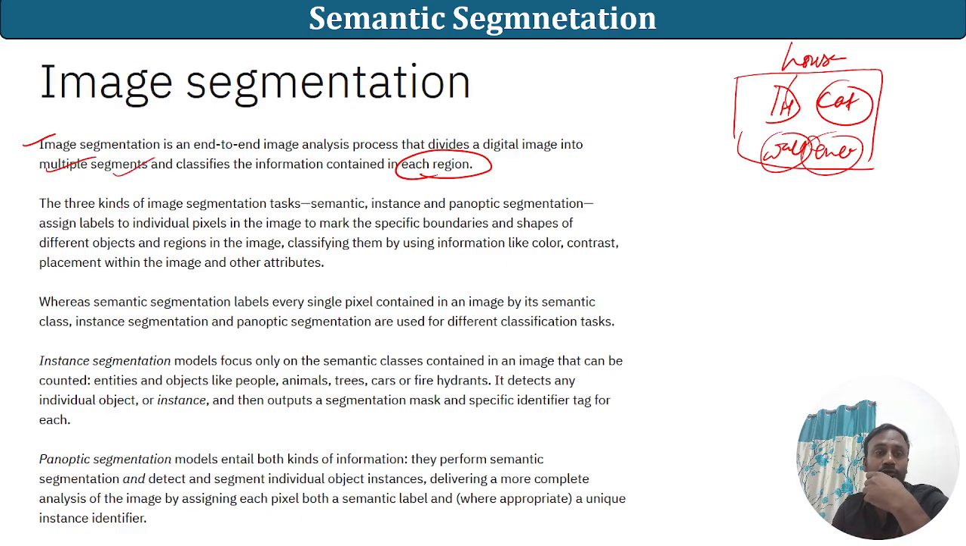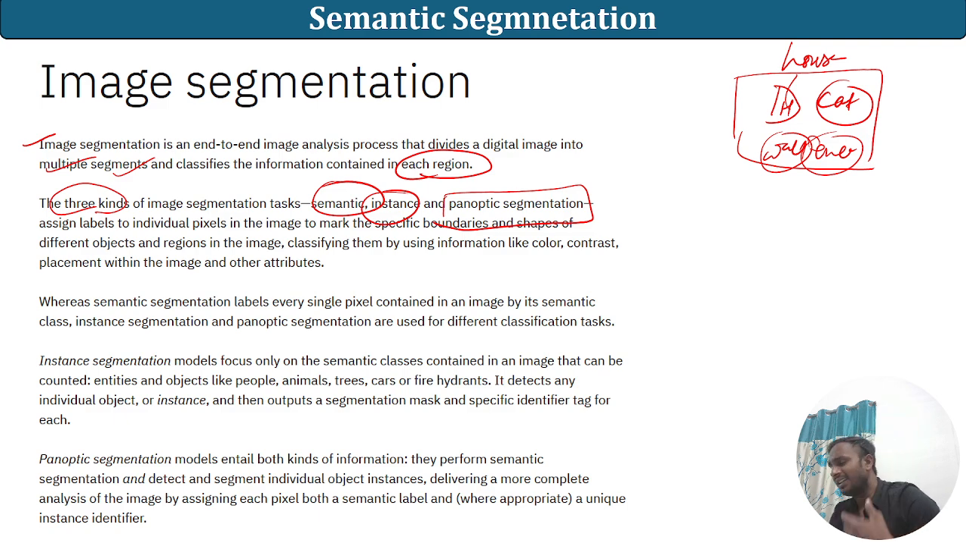So for that we have three kinds of segmentation. The first one is semantic, the second one is instance, the third one is panoptic segmentation. It's just theory, I'm just explaining it. Once you are going to solve problems, you have to look at which one to use. In most cases we use the semantic one only.